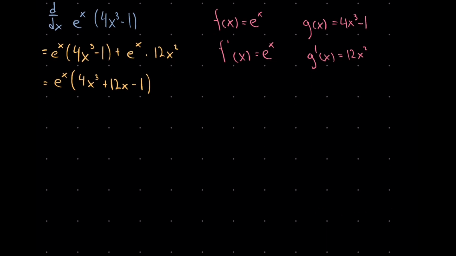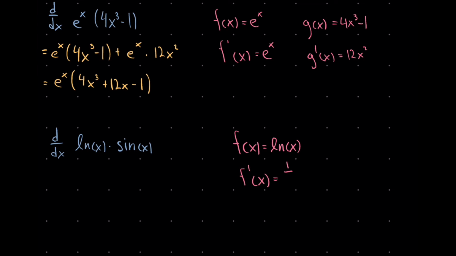Now suppose we're asked to find the derivative of ln x times sine x. And so we have f of x is equal to ln x, and the derivative of the natural logarithm is just 1 over x. And then we have g of x is sine x, and we all know that the derivative of sine is just cosine x.